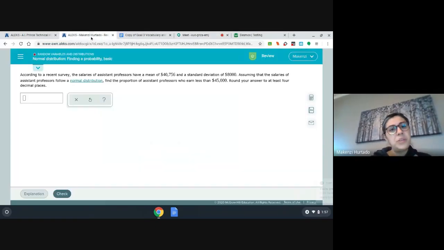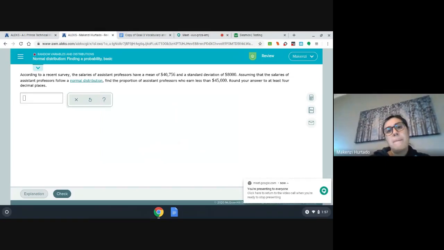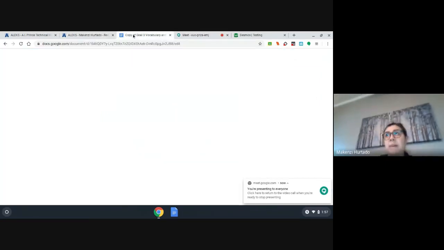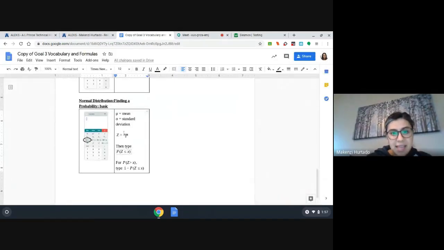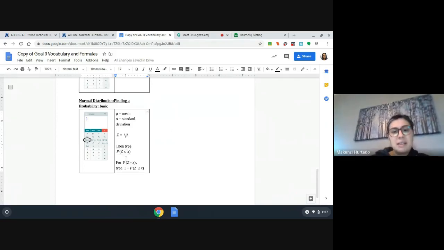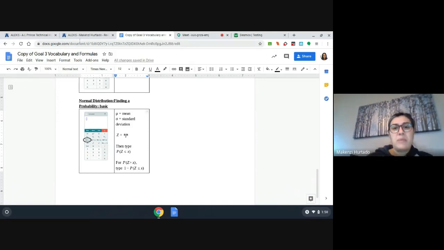All right, we're looking at normal distribution, finding a probability, basic. Again, going to our vocabulary and formula chart. Our z is x minus our mean divided by our standard deviation. If it asks for less than, then we do the probability that z is less than x. And if it asks for greater than, we do 1 minus the probability that z is less than x. So again, z equals x minus the mean divided by the standard deviation.